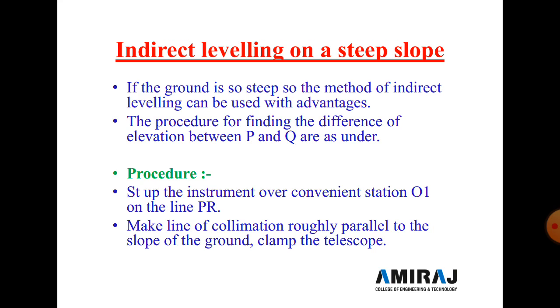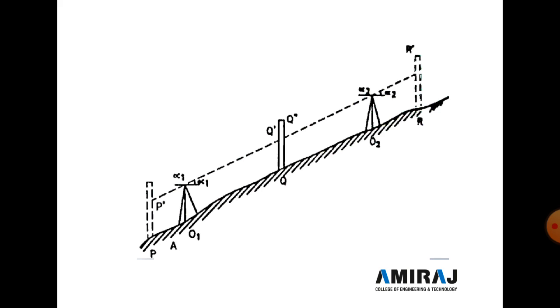Now we start a new topic, indirect leveling on a steep slope. In a steep slope, if the ground is so steep, the method of indirect leveling can be used with advantage. The procedure for finding the difference of elevation of points P and Q is as under. Let's start this procedure with the figure.